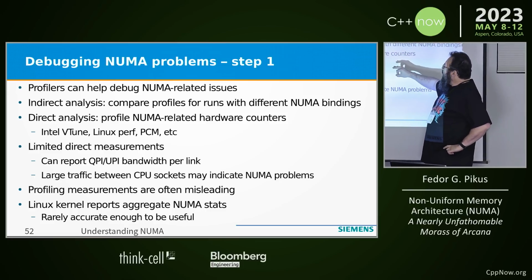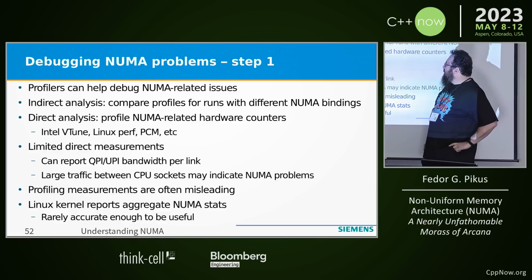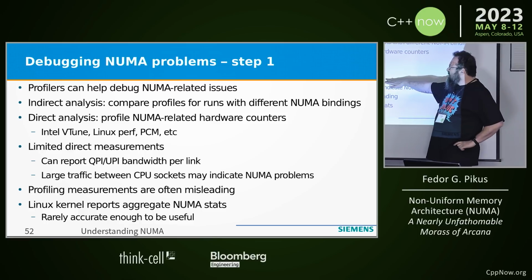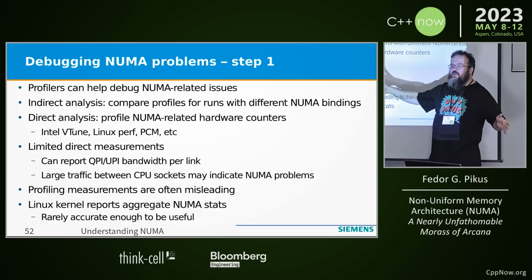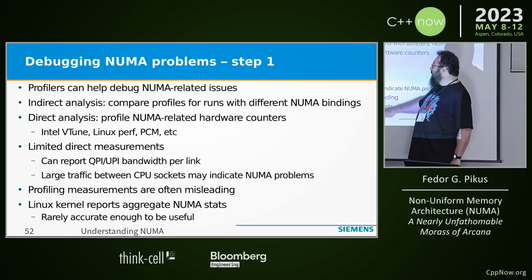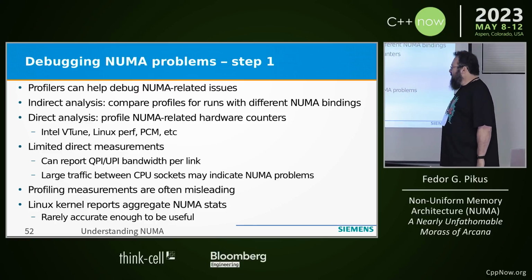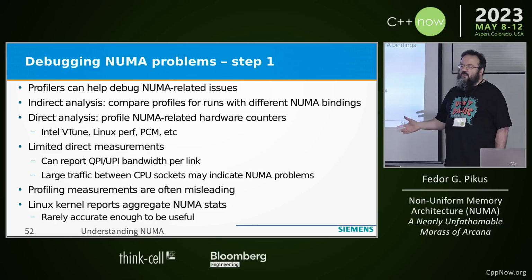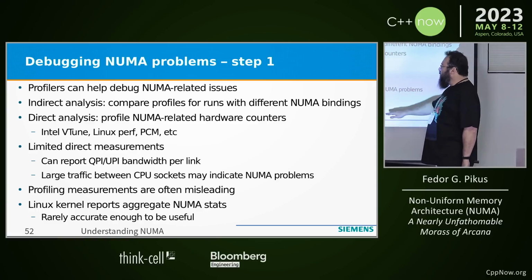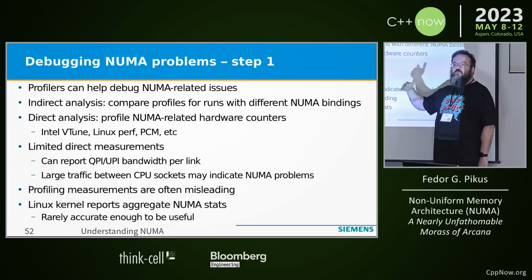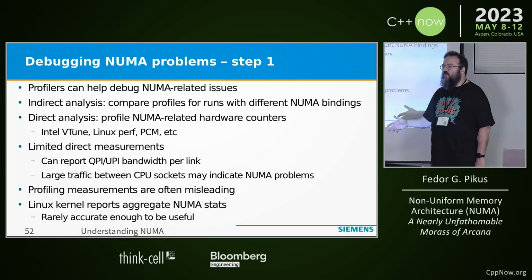So there are multiple tools. There's vTune, Linux has perf, there's PCM. They can do some direct measurements. For example, they can measure the traffic between sockets across the UPI link. You get that number straight up, so that's a direct number. They can get some indirect numbers, like cache misses. They don't tell you why, but they tell you that you have them. A Linux kernel will report aggregate NUMA stats, like the number of NUMA misses while your program is running. Unfortunately, in practice, it's rarely useful because it's not that accurate.